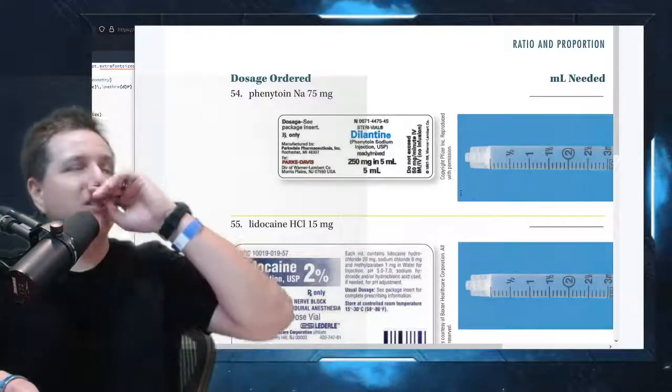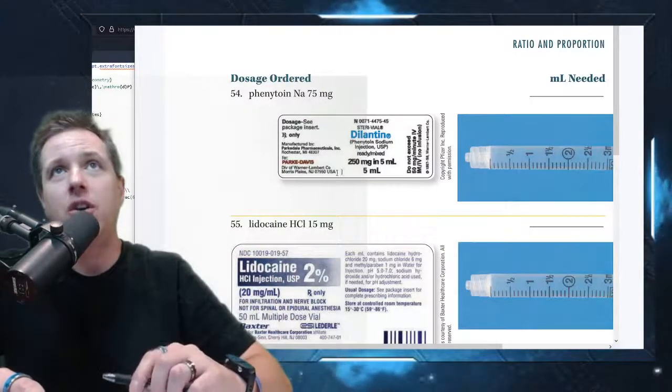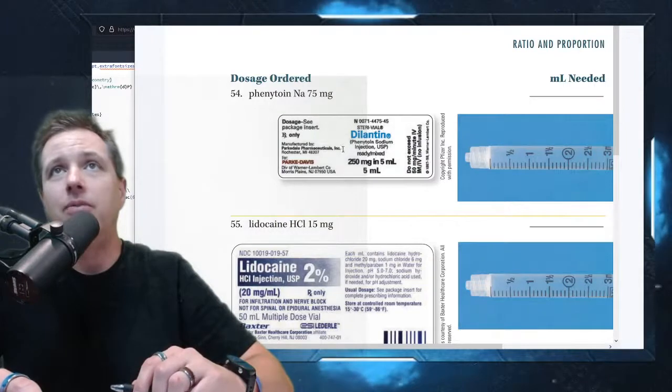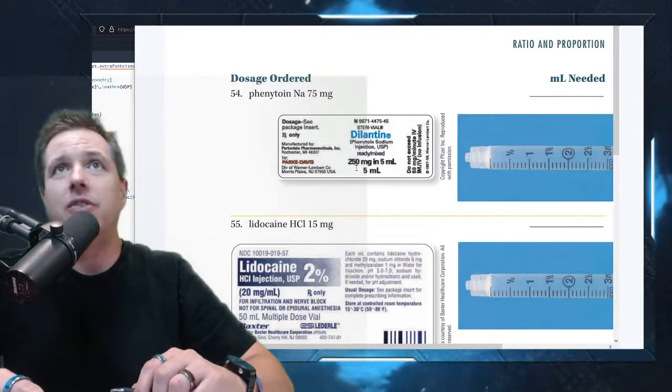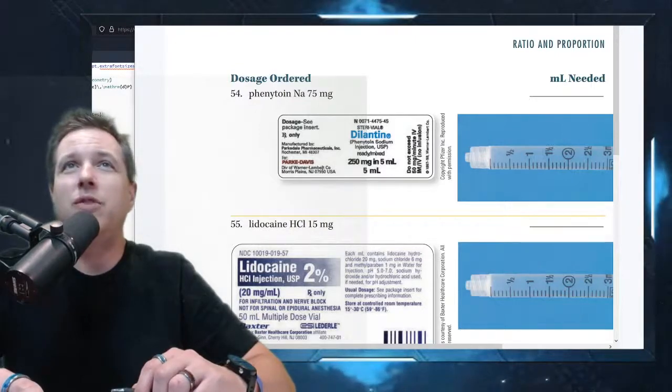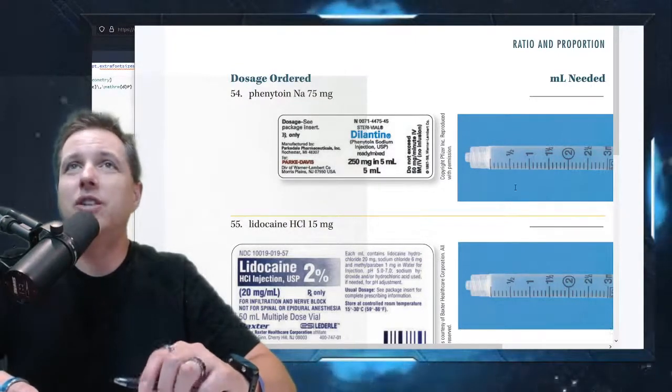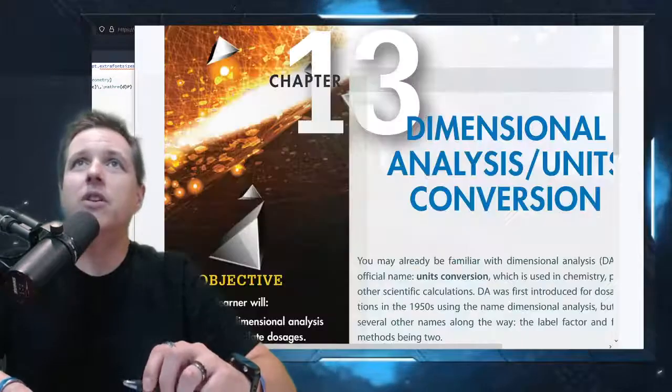And you can see what's going to happen in the homework. You're going to be shown a label, with a dosage here, 250 milligrams and 5 milliliters. Then you have to figure out the proper dosage to give the person, and it might be different.